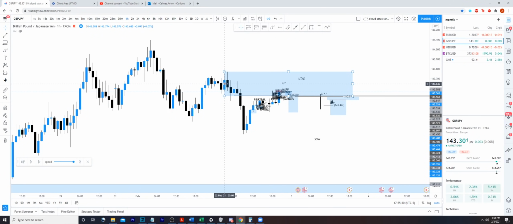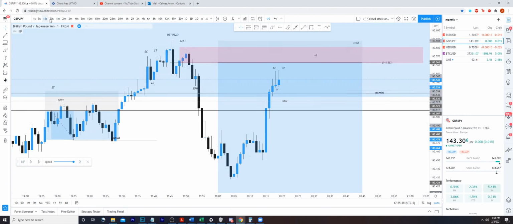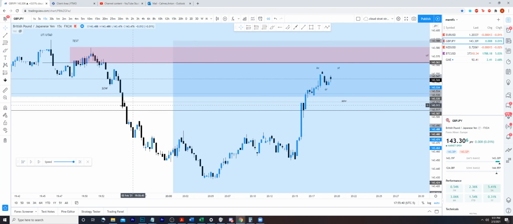Okay. We don't know for sure if that first entry was going to take us to new lows or if it's going to come higher before taking us to new lows, right? However, let's see what we watched. So I think I was on a lower time frame here. Yeah, it looks like I was.